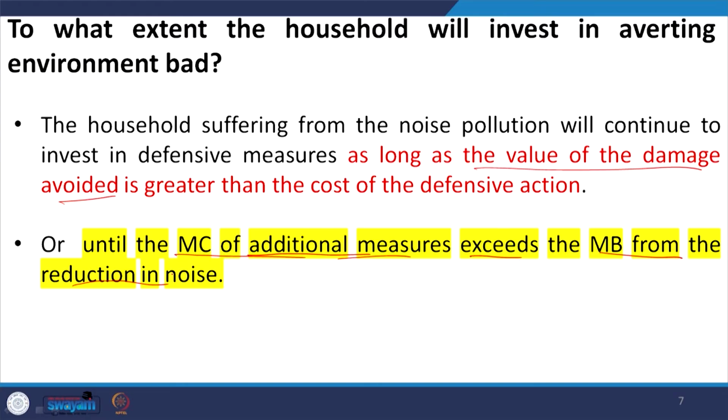So, this is what we can say: this is the guideline, the general principle, the individual or household will be following to limit this averting behavior, in terms of averting expenditure.